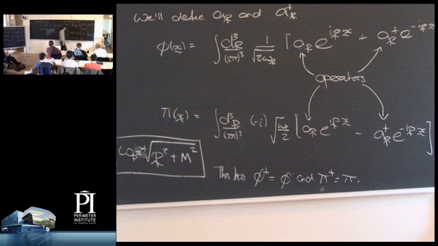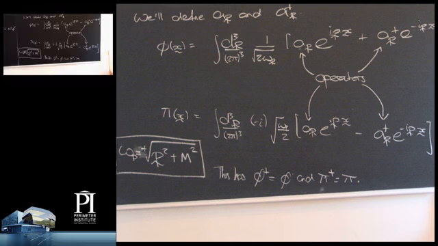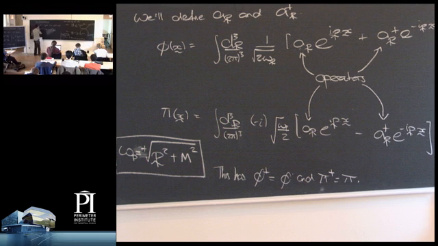Yeah. So phi and pi are Hermitian conjugates as long as A dagger is the Hermitian conjugate of A. Other questions? Good. So let's just take these definitions and plug them into the various identities, which I unfortunately just rubbed off, and see what we get.